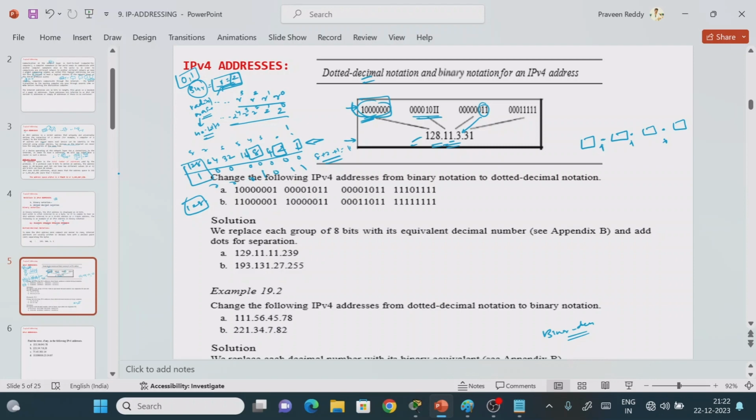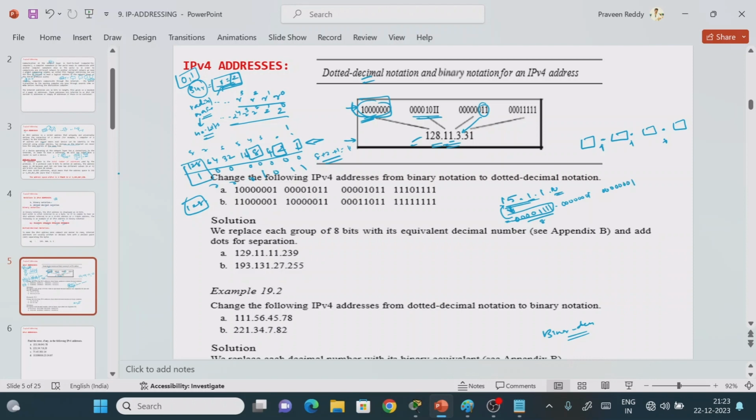Suppose, for example, you want to write your IP address as something like 15.1.1.10. Then how to write this? Each will be represented by an 8-bit number. So it means 1, 2, 3, 4. What is the binary number for 15? This is the binary number. So this 8 bits consists of the number 15 in binary representation. Next is 1. So 1 in terms of the 8-bit representation, we need to write 7 zeros followed by 1.